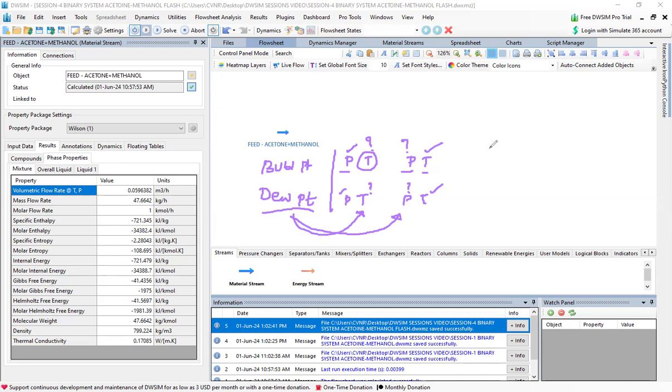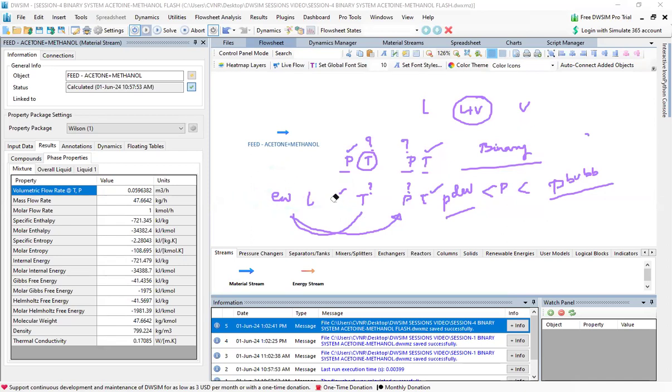For any binary system, to flash, the pressure should lie between the bubble point and the dew point. Because only in between these two pressures can we see two phases. That means if we start with liquid and at the extreme we have vapor, there is a zone where we can see L plus V, liquid plus vapor. This is the theory behind the flash. Why is bubble point important? Why is dew point important?